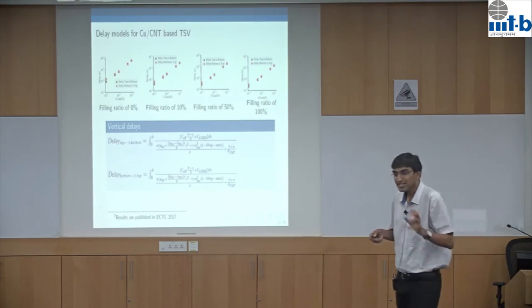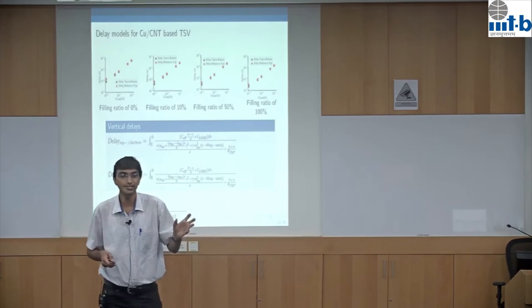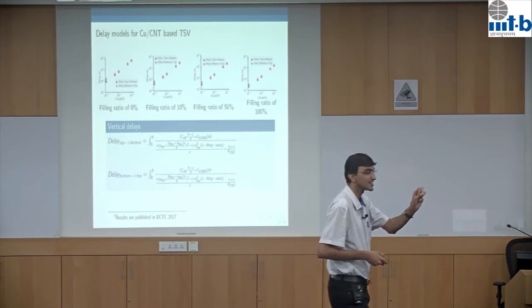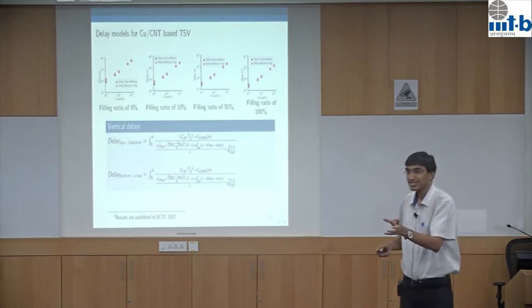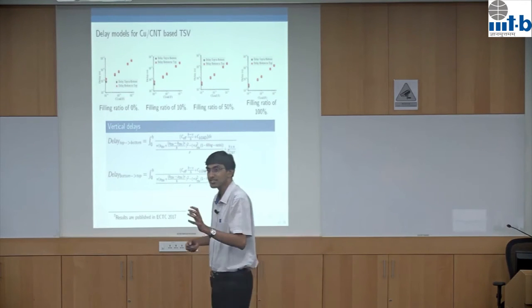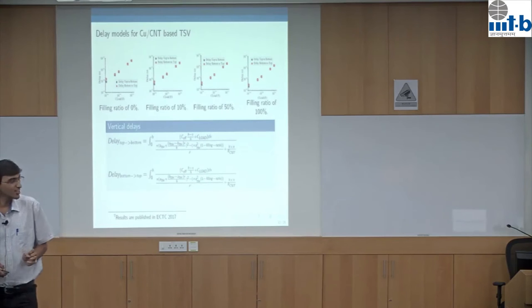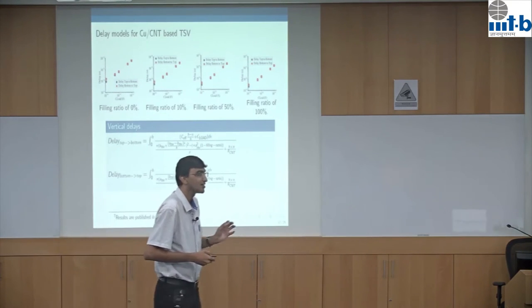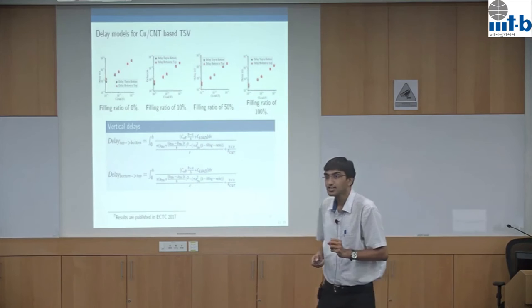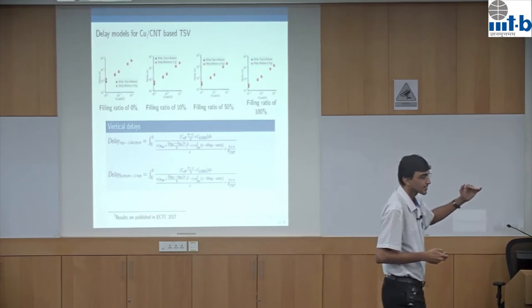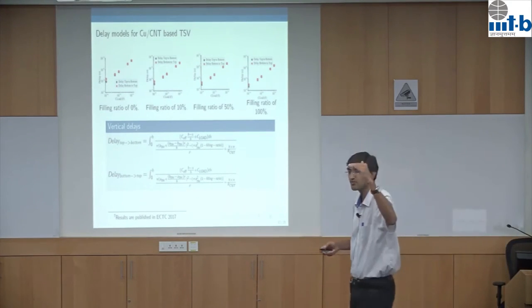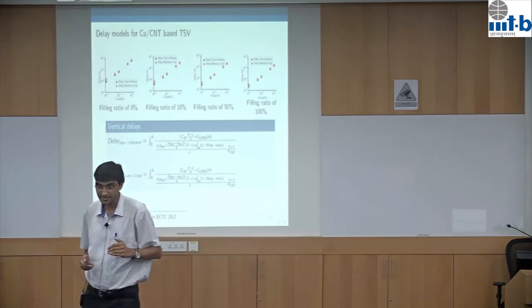Then we had one more, the vertical delay model, using the same set of modeled equations. We applied the Elmore delay concept. There is something called the Elmore delay in VLSI. We utilized the same thing and came up with these two equations to find the filling ratios and the delay. Here also we can say that the better the filling ratio, the more the copper, the better it is even for the delay. So on one side I have surface current densities, and on the other side I have to make a trade-off on the delay as well as the power to be transferred from one port to the second port.